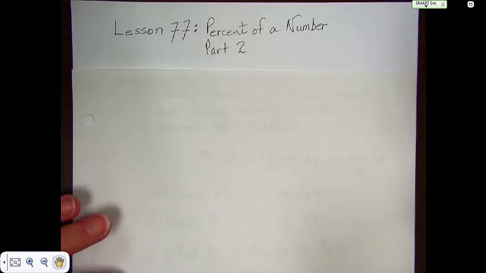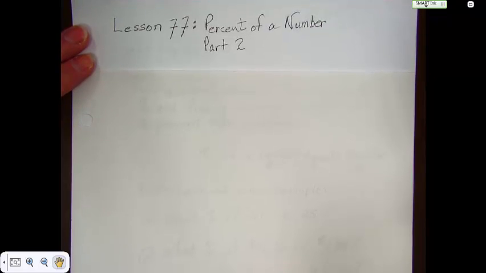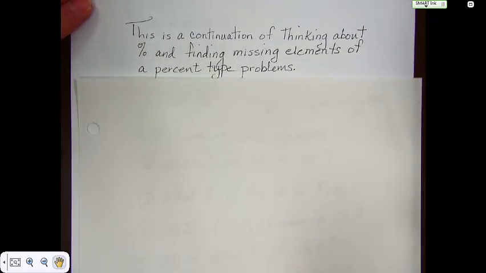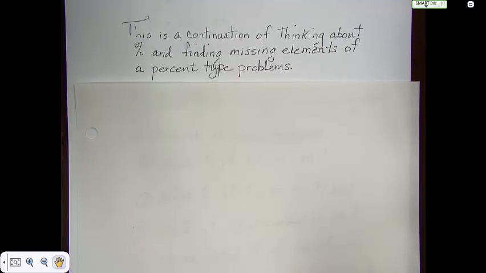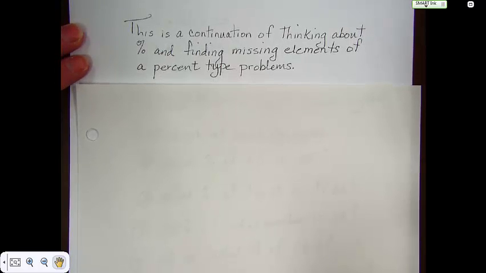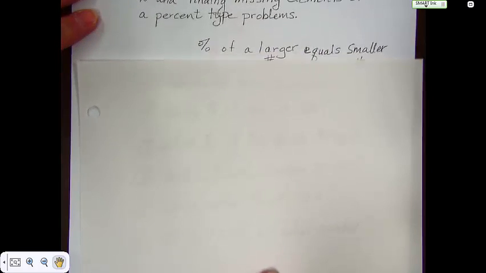Unlike the previous two lessons, lesson 77 is just a little bit shorter. It's about percent of a number. This is a continuation of thinking about percent and finding missing elements of a percent type problem. Used it a lot in word problems. You'll see it used quite a bit there. And it's a good thing because you can get your problems set up right so you can solve them.